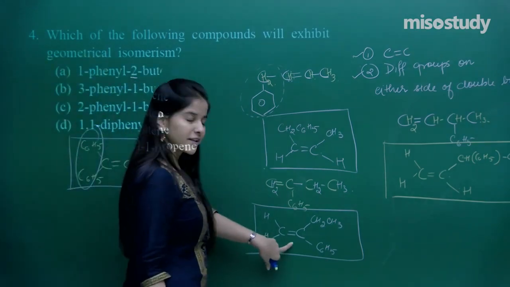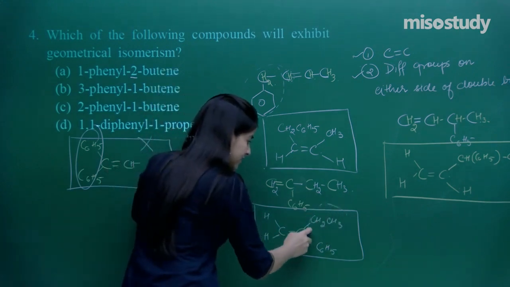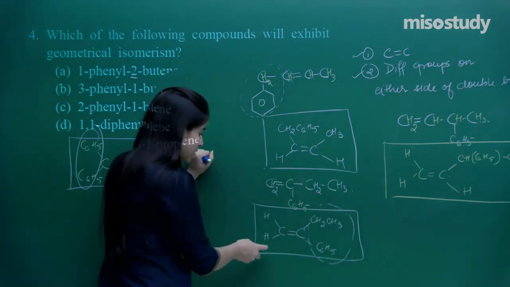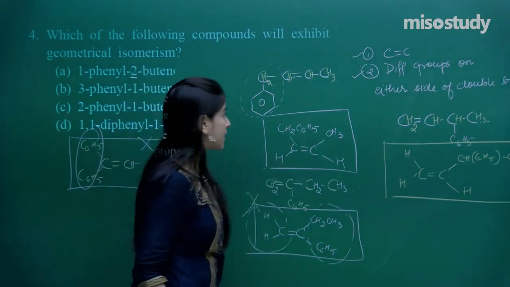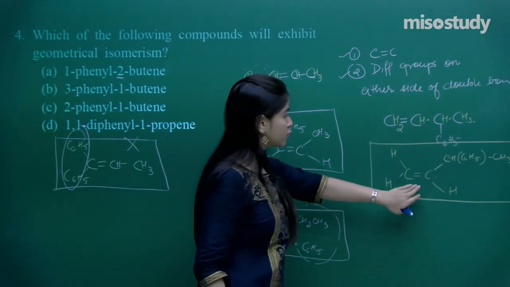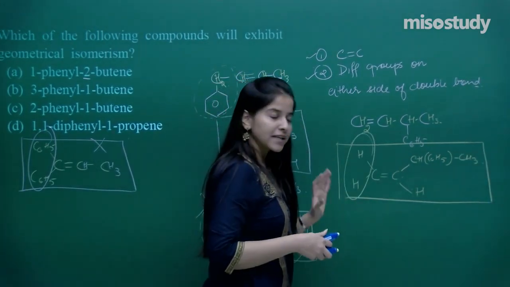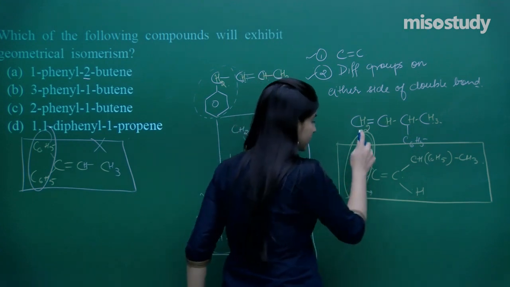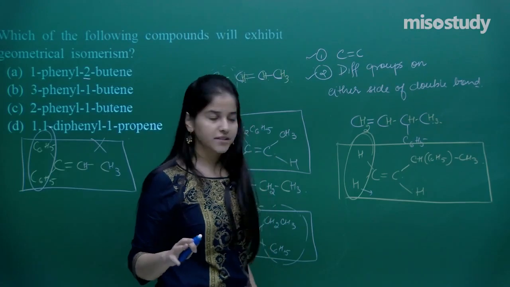If I move on to this one, what do we have? Again, this side has got the different groups, but over here it is not to be considered as an option. If I move on to here, again we can have pretty much clarity about it that these are the 2 similar groups attached. That means no kind of cis-trans representation.